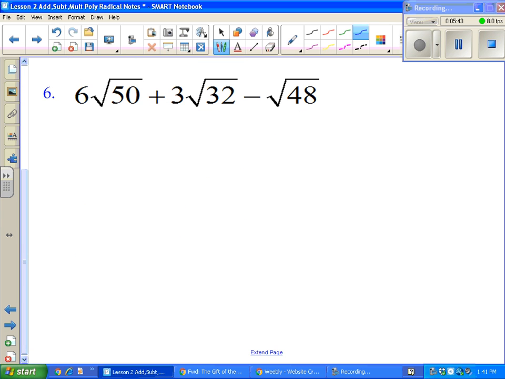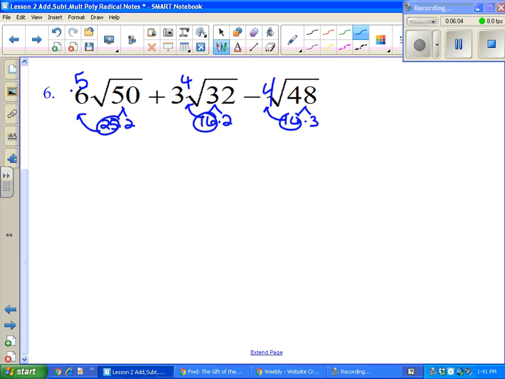6, let's see if we can simplify. 50 breaks down into 25 times 2. 32 breaks down into 16 times 2. 48 breaks down into 16 times 3. You've got to kind of get the habit of looking for squares. Square root of 25 comes out as a 5. 16 comes out as a 4. Square root of 16 comes out again as a 4.